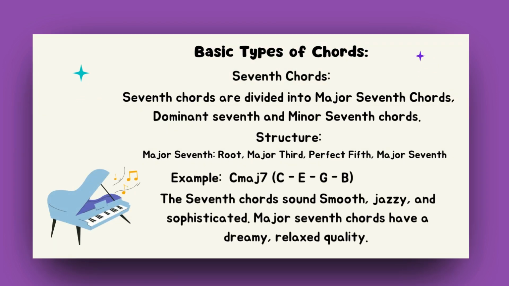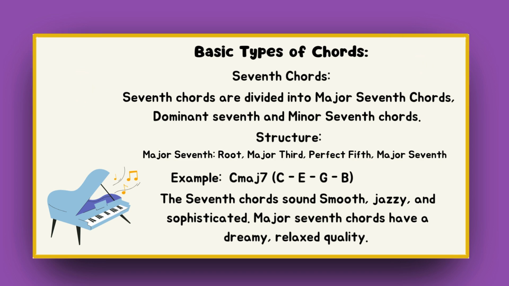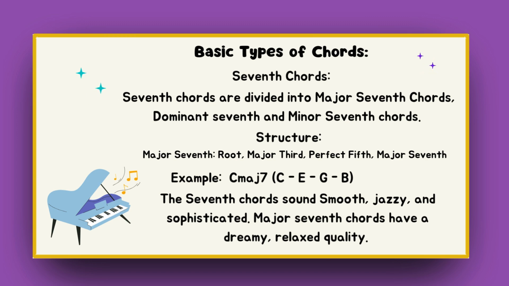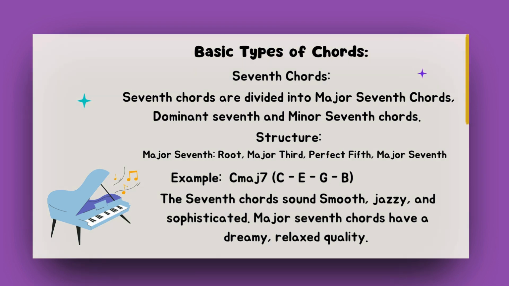Seventh chords. Seventh chords are divided into major seventh chords, dominant seventh, and minor seventh chords. Structure: major seventh chord is formed with root note, major third note, perfect fifth note, and major seventh note. Example: C major seventh chord is formed with C note, E note, G note, and B note. The seventh chord sounds smooth, jazzy, and sophisticated. Major seventh chords have a dreamy, relaxed quality.